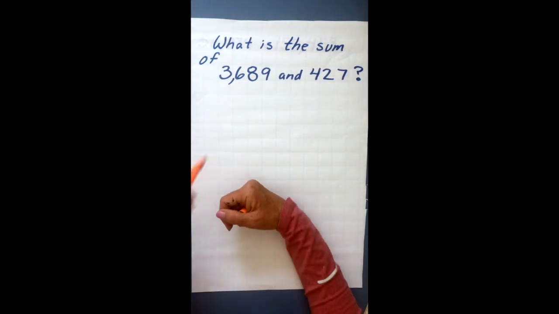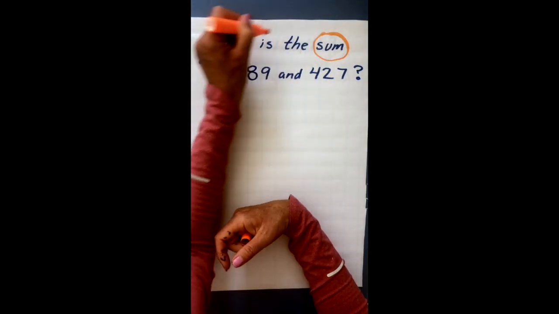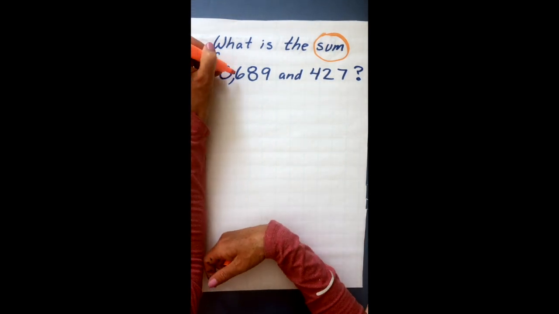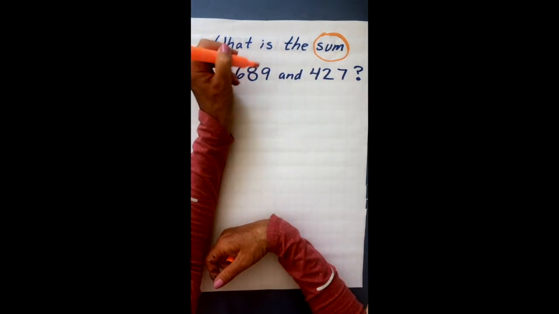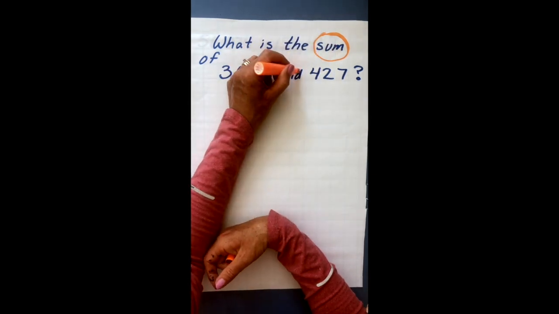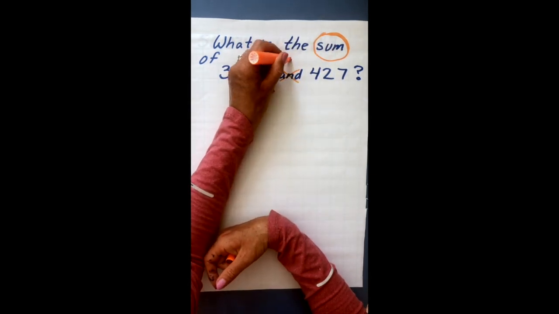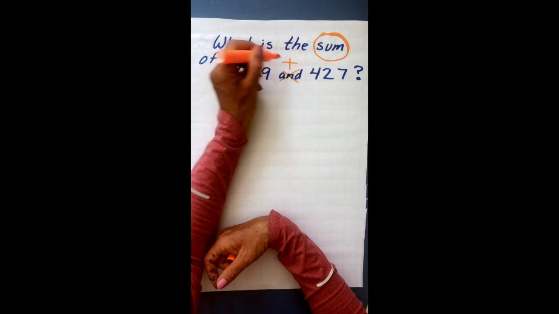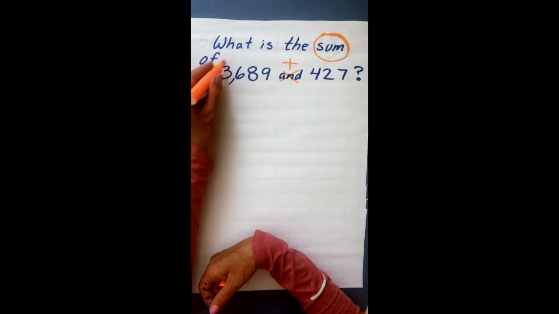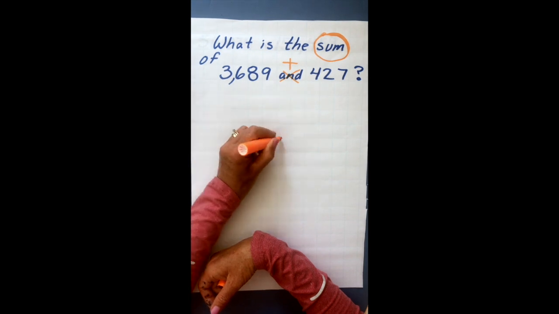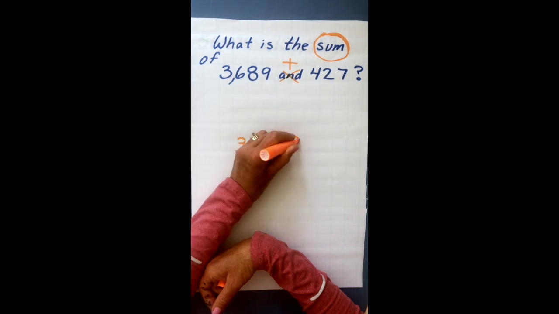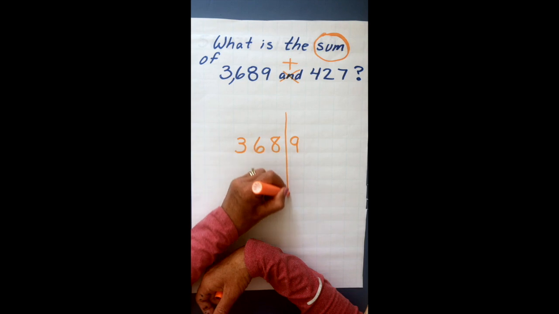Okay, this one again uses that word sum. What is the sum of 3,689 and 427? Whenever I see sum, I know I'm trying to find the answer to addition, so I just take that and add a plus. Now I'm going to take the first number and just write that down. 3, 6, 8, 9, and I'm going to put it in a place value chart.